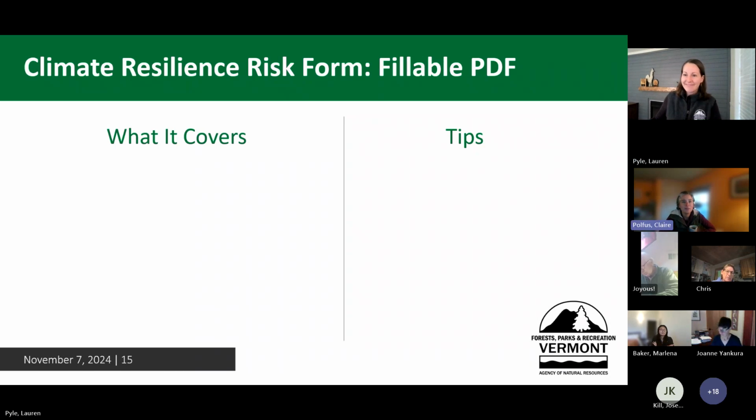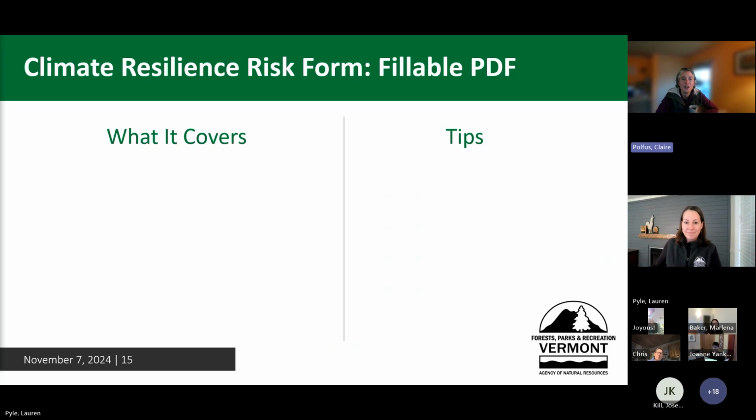Thanks, Lauren. The climate resilience risk form is a new form this year. This is the trial year for this form, and the goal is to better understand how different projects that are being submitted to our grant programs may be vulnerable to climate impacts. This is informed by what we know is happening in the climate, what we've seen with climate changes in Vermont with large-scale rain events, flooding events, dry spells, invasive species.